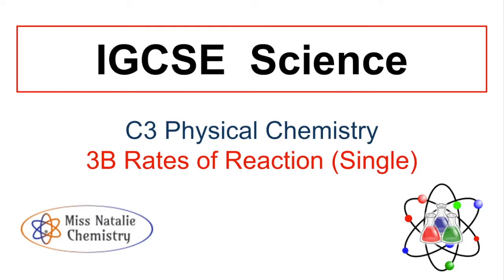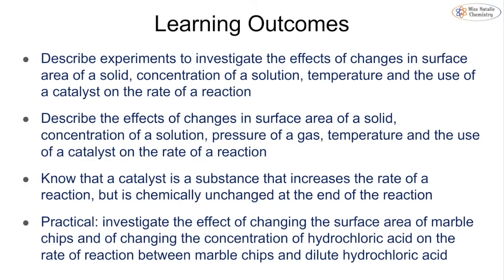This video is going to be looking at topic 3B, rates of reaction, for the Edexcel IGCSE single science course. So we're only going to be looking at the single science outcomes here. We're going to be describing some experiments in order to change the factors that affect the rate of a reaction. We're going to be able to describe the effects of these changes, as well as explaining what a catalyst is and the practical that we can use, specifically looking at changing the surface area.